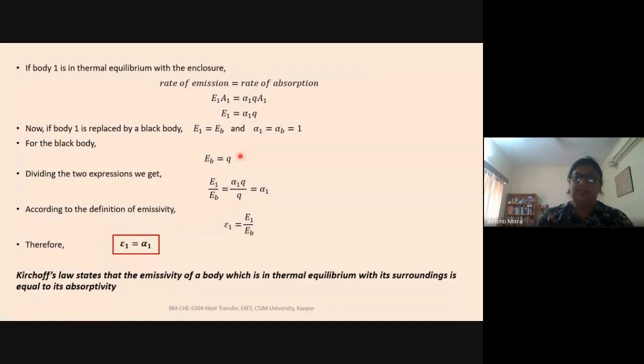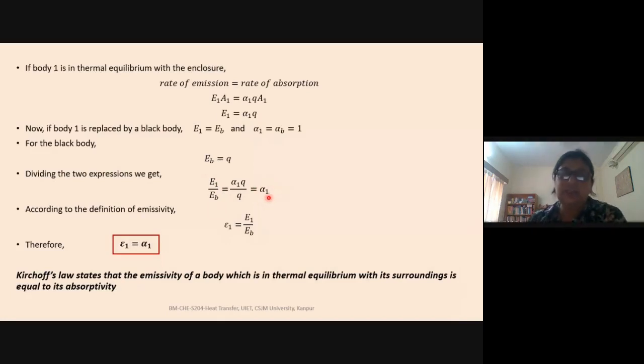Now, if I divide one expression by the other, that means we divide E1 equal to alpha 1 into q by EB equal to q, then this is what I get. So E1 by EB is essentially equal to the absorptivity, alpha 1.